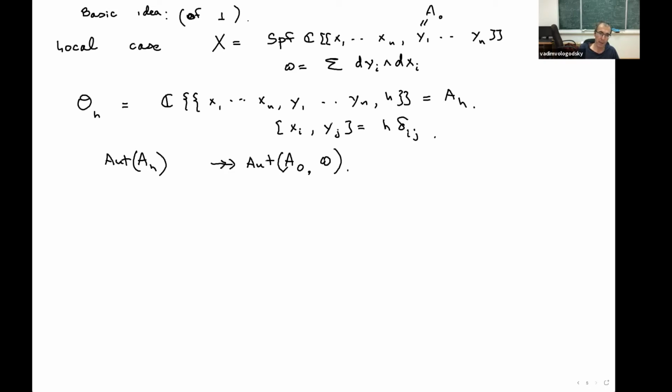Now, if we were lucky, if this map had a splitting, if I add this arrow, then I could obviously glue this construction. I can basically define the quantization locally by this formula, and this will not depend on the choice of Darboux coordinates, because the symplectic automorphism of the formal disk acts on this algebra. But unfortunately, this does not exist.